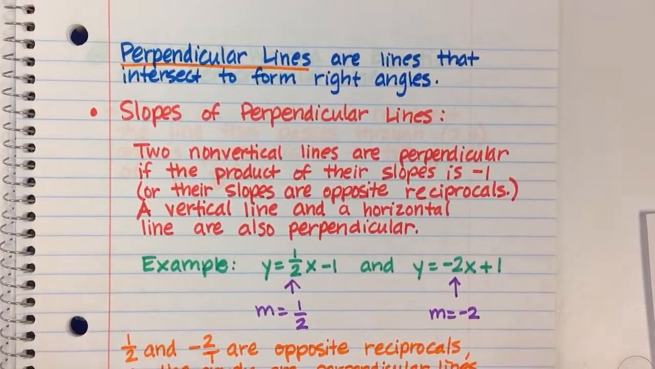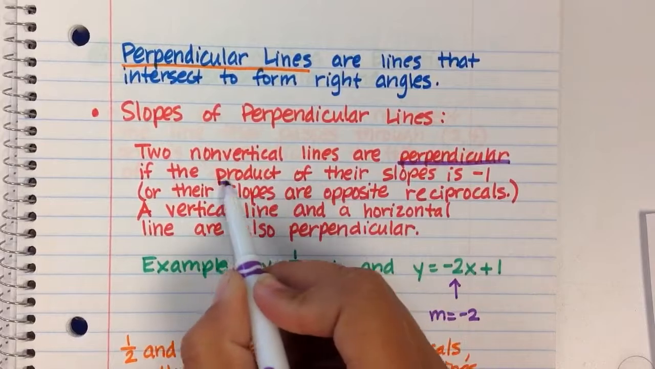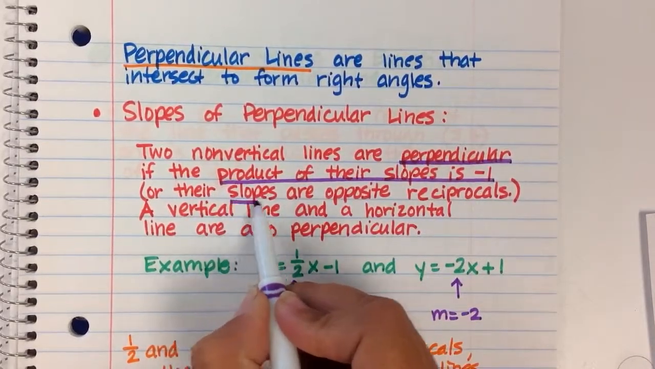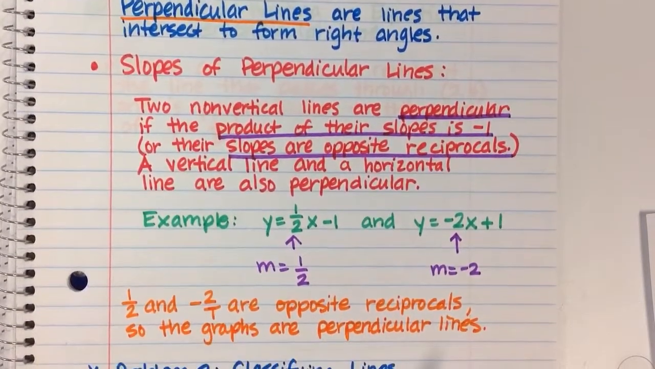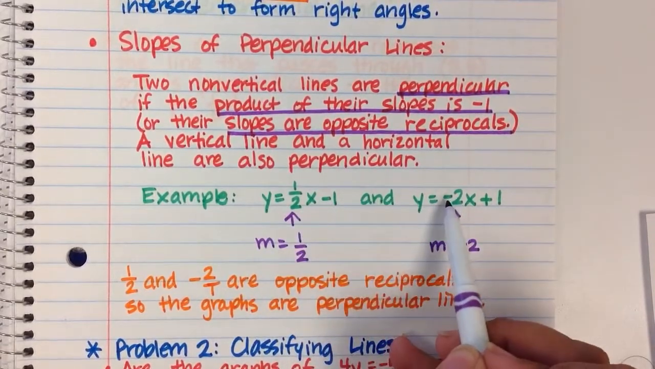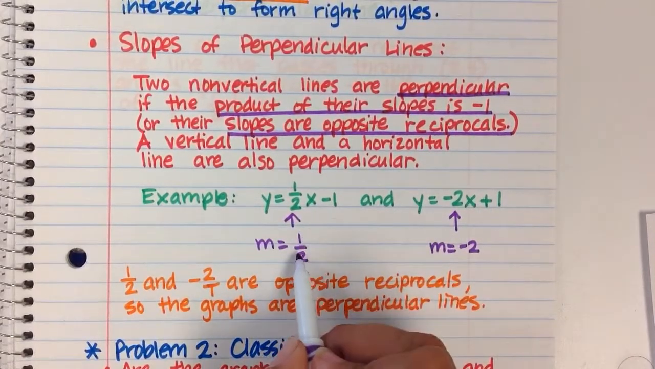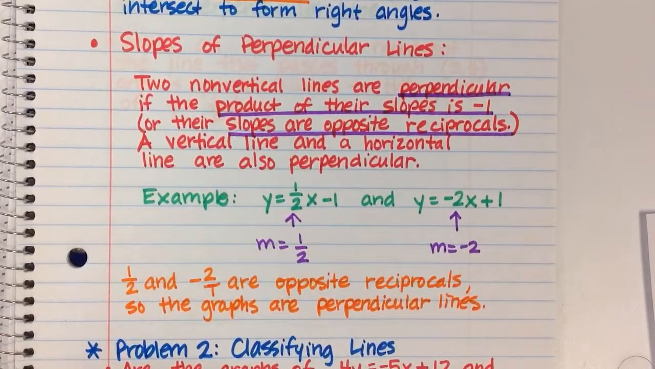Perpendicular lines are lines that intersect to form right angles. Okay? Slopes of perpendicular lines. Two non-vertical lines are perpendicular if the product of their slopes is -1, which means their slopes are opposite reciprocals. A vertical line and a horizontal line are also perpendicular. Alright, so if I have y is equal to 1/2 x minus 1 and y is equal to -2x plus 1, the slope here is 1/2 and the slope here is -2/1. 1/2 and -2/1 are opposite reciprocals, so the graphs are perpendicular lines.